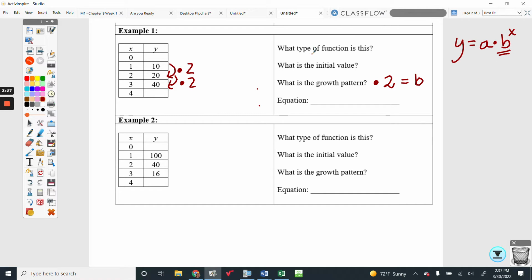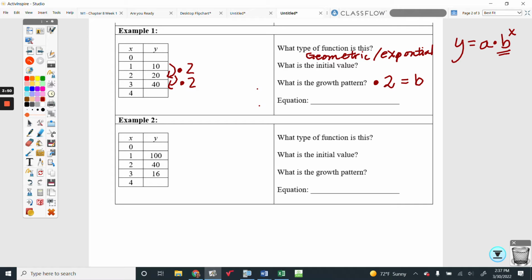Okay, what type of function is this? This is a geometric function, and we will also say exponential, which is what I expected. They will not all be exponential. Some of them will be arithmetic, linear.